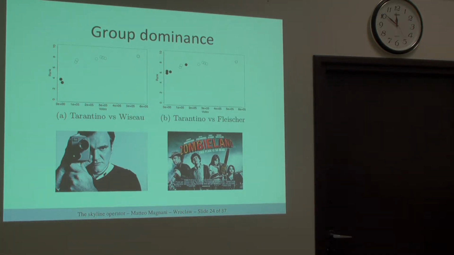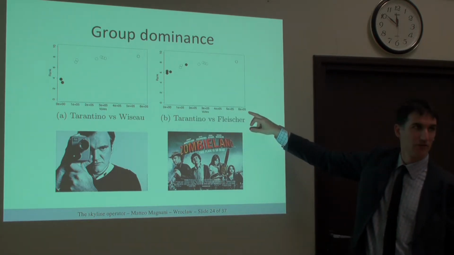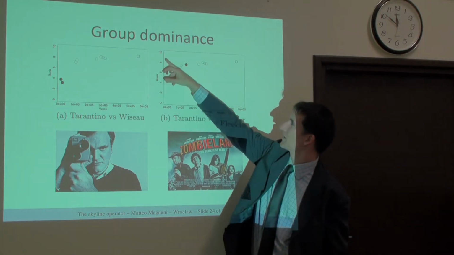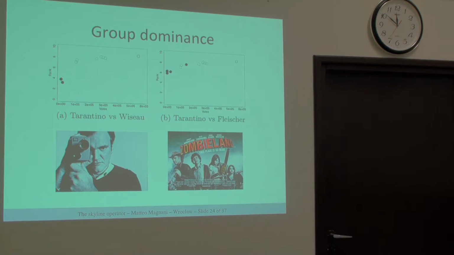Yeah. Do you have a question? I have a question about the x-axis. Is this number of votes? Yeah, it's number of votes. Okay. And this is, let's say, quality, so the numerical score.